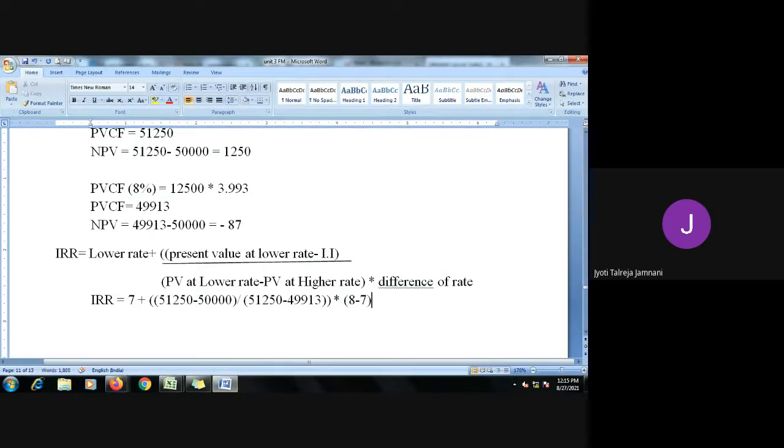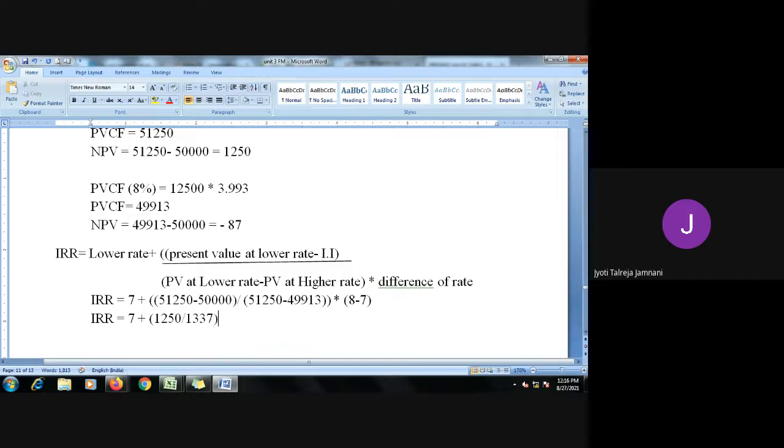Which you'll get as 1. So IRR is equal to 7 plus 1,250 divided by 51,250 minus 49,913. We get 1,337.